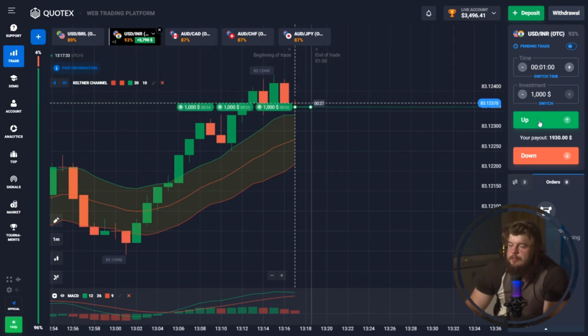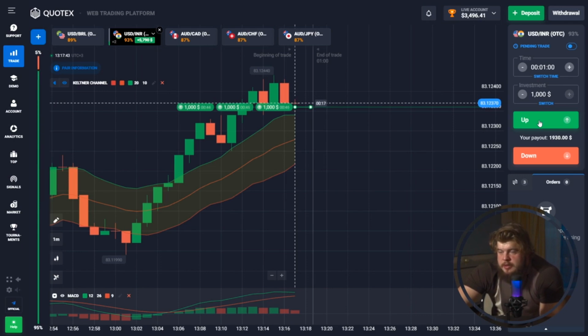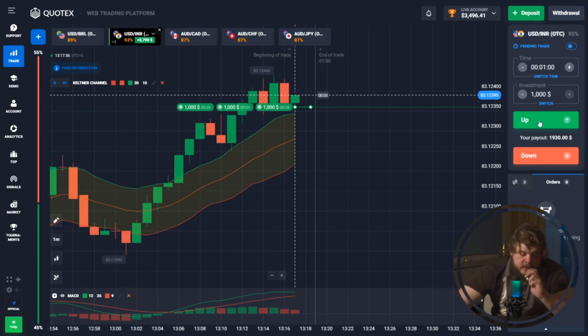Okay, so now, according to the MACD indicator, green line is above the red one. For us, that's a signal to buy. That's why we have opened 3 buy positions with an investment of $1,000 each. So totally we have invested one more time $3,000.